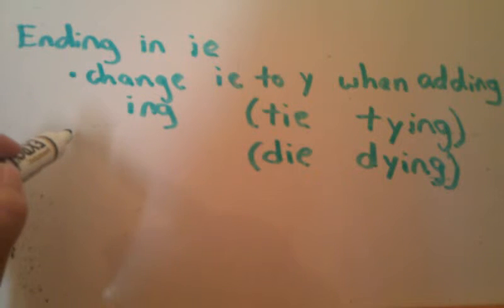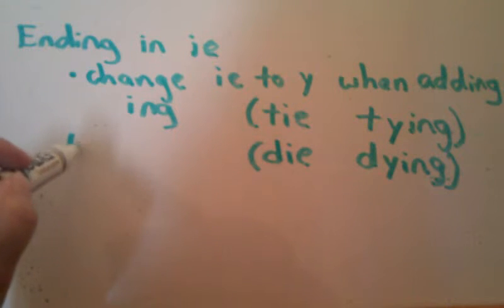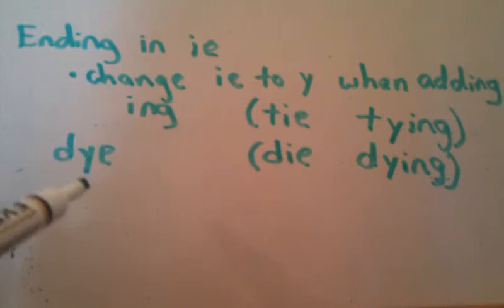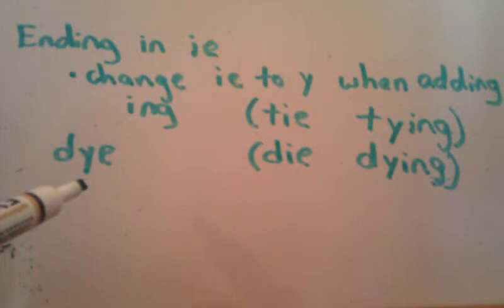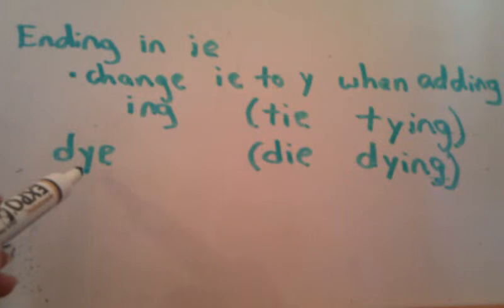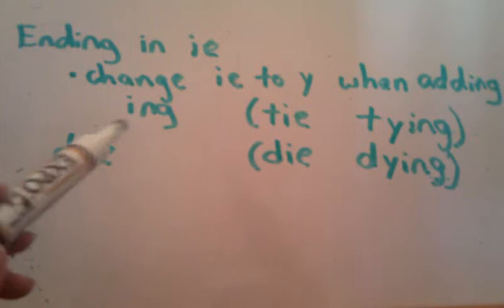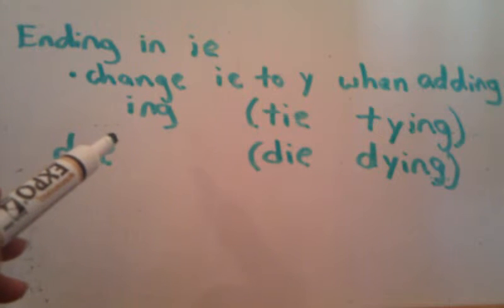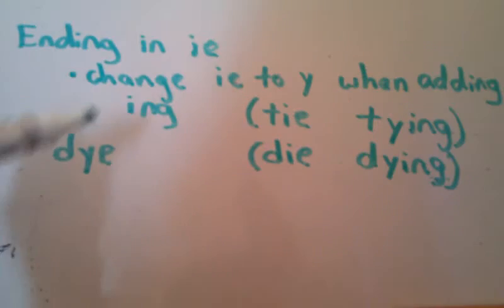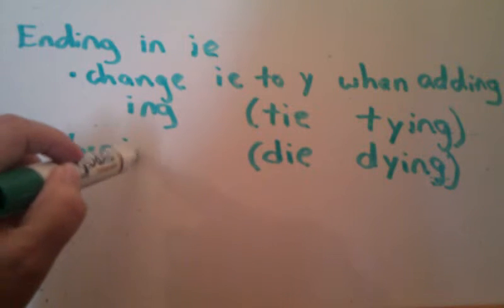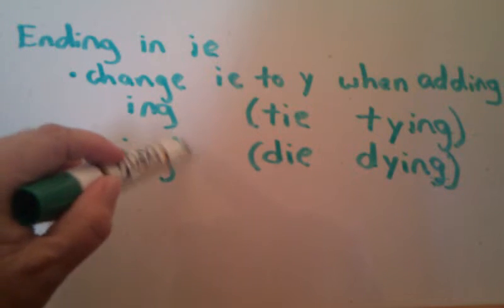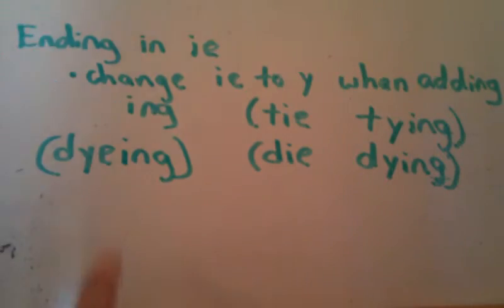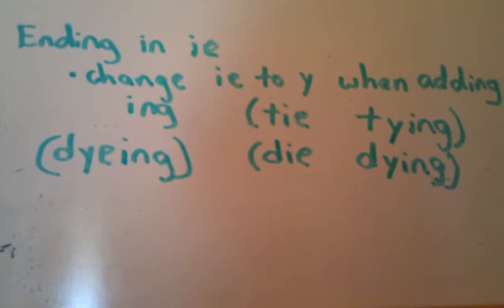But if I say I'm dyeing my clothes, that's DYE. Okay? This doesn't end in IE in the first place. Right? So this has nothing to do with this rule. Right? But some people get confused. This doesn't end in IE, so this isn't going to follow this rule anyway. But just so you know, dyeing, you would just add the ING if you mean you're dyeing your clothes.